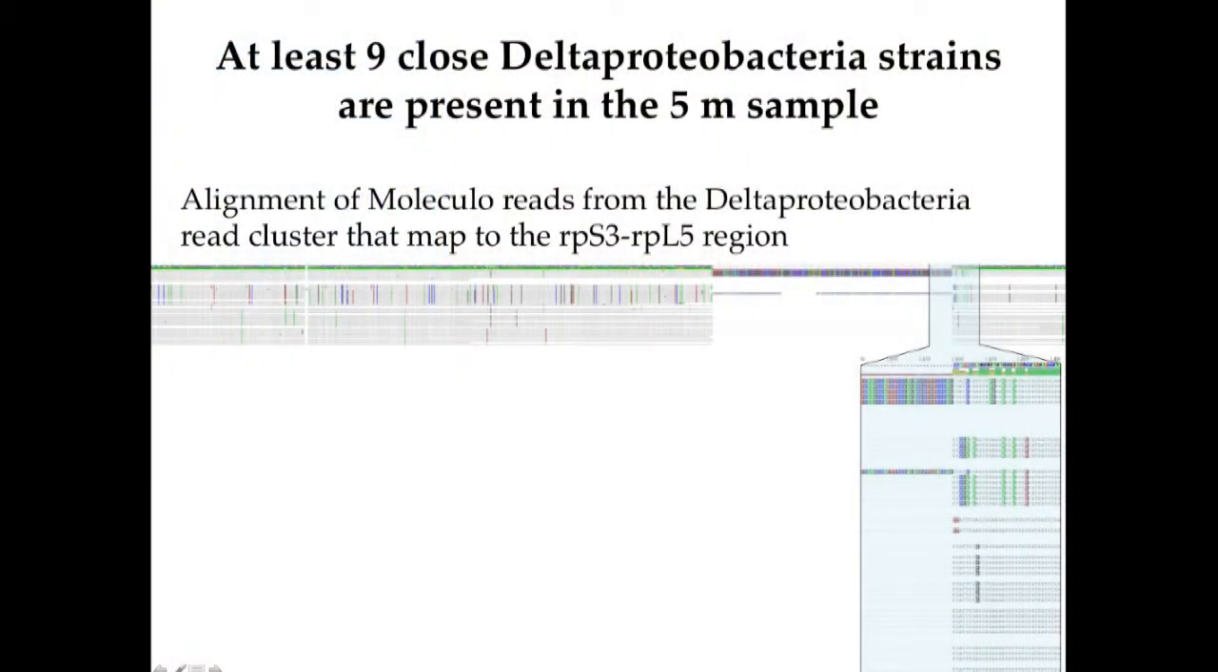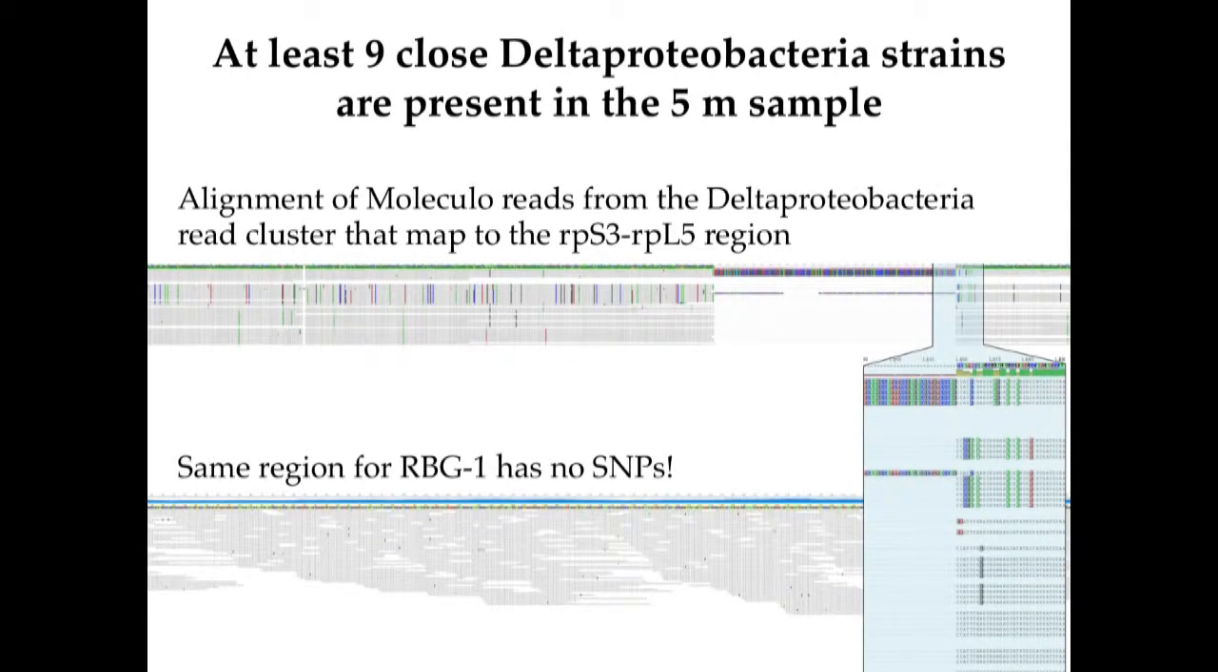So I would like to finish with this slide, where you see a multiple sequence alignment of molecular reads that all fall on a conserved region on the Delta Proteobacterium genome. This is the region that encodes the ribosomal proteins. And as you can see, I hope, in the molecular reads it is possible to see quite a few SNPs. In fact, when you play with this a little bit, I was able to reconstruct 9 different strains from these molecular reads.